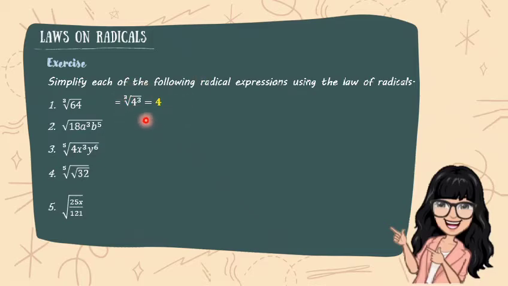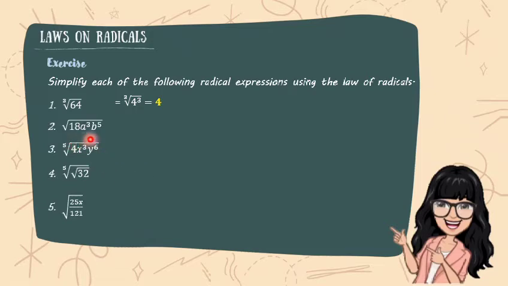They mean the same. If we have cube root of 4 cubed, with the cube inside the radical, and we have cube root of 4 quantity raised to 3, with the exponent outside, they just mean the same. Okay? So, cube root of 4 cubed is equal to 4, using the first law on radicals. Now let us have the second example or exercise.